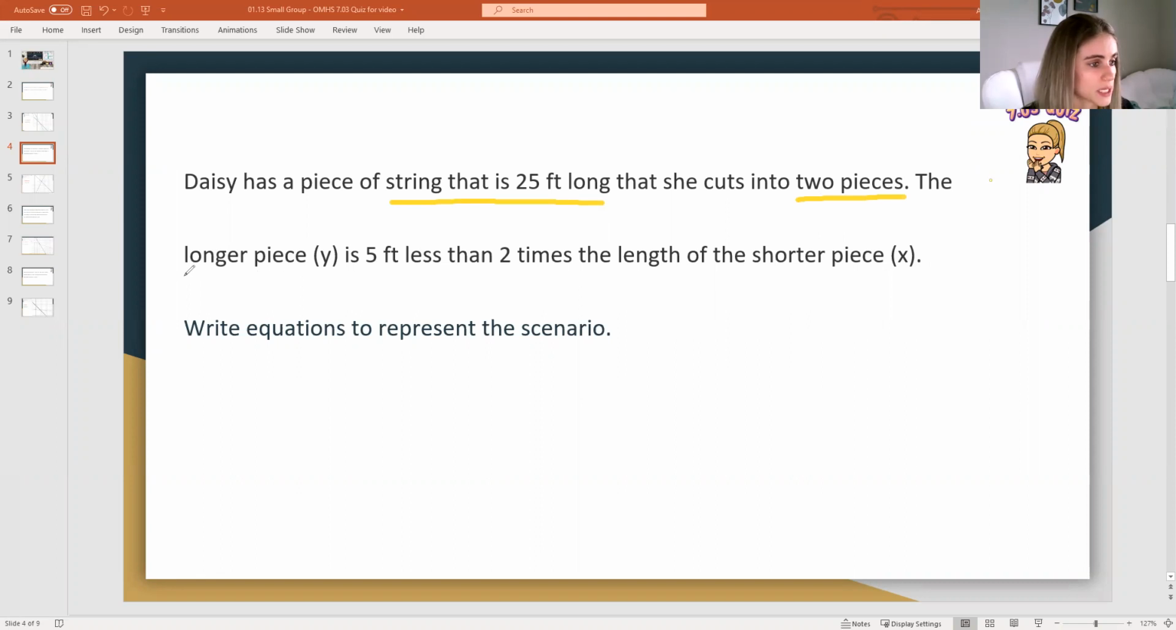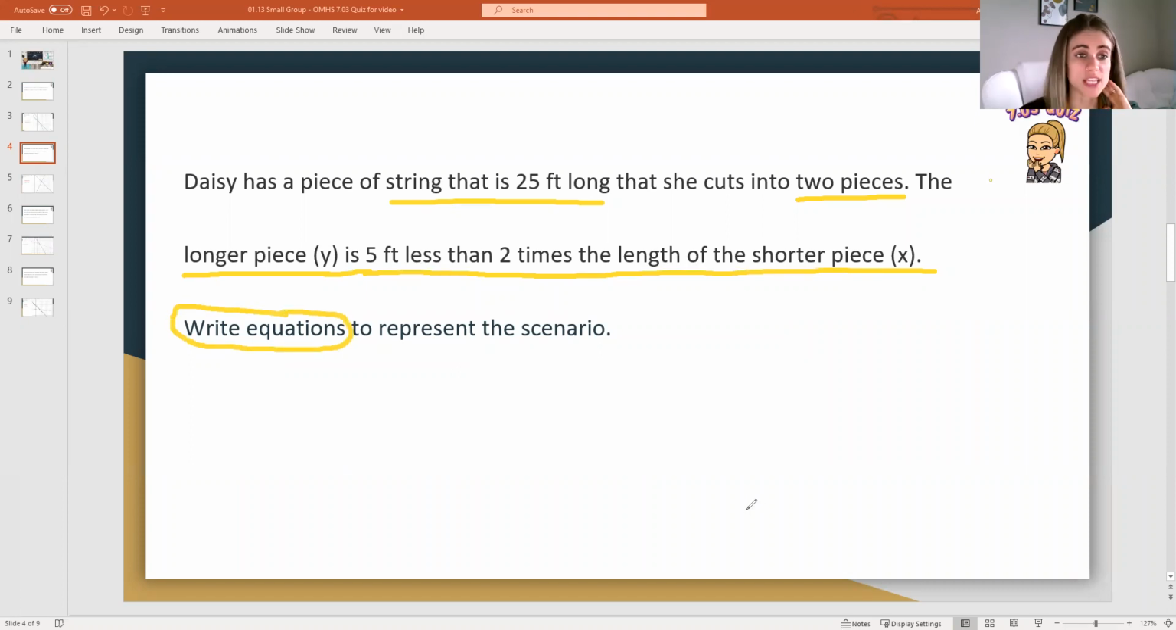The longer piece, which is our Y, is 5 feet less than 2 times the length of the shorter piece X. Oh boy, I'm gonna have to break this down because that's pretty much it. The whole sentence is important, so I'll have to break it down into smaller chunks. And once again, our goal is simply just to write the equations.